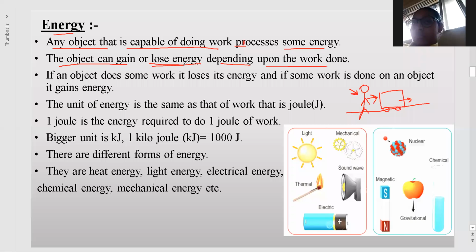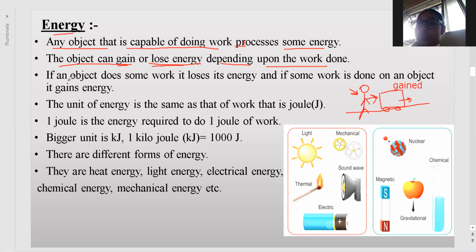That much energy has reduced from their body. And who gained the energy? Trolley. The trolley gained the energy. So what we can understand from this is that whenever work is done, the energy gets transferred from one body to another body. Understood? So the energy can be gained also, or the energy can be lost also.